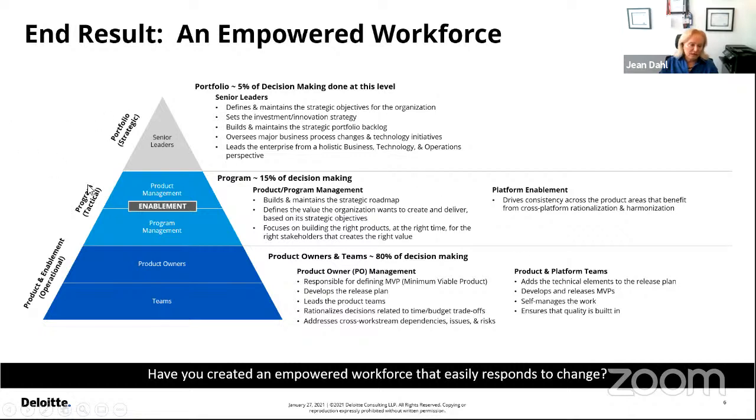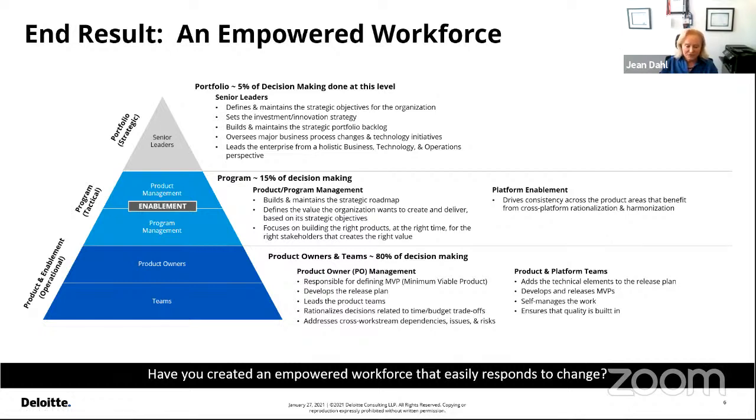And then this whole middle enablement, the product management, the program management, is how you actually deliver and who actually monitors that work and how that happens. And you can see they're only making 15% of the decisions, and this group up here is only making 5%. So if your organization is running like this, you are truly embracing agility and you are effectively responding to change.